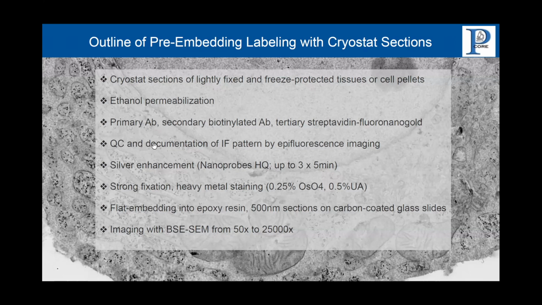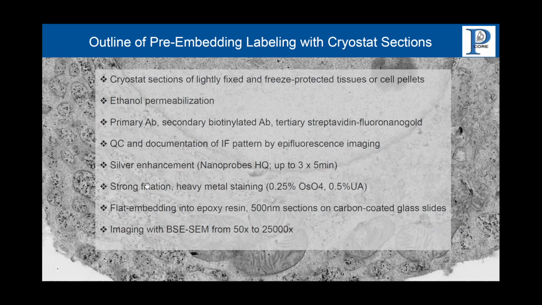After the fluorescence is documented, we convert the fluoronanogold particles into larger silver particles. And I highly recommend the Nanoprobes HQ kit because it really works the best. I have compared several. And because we want to work at very wide fields, starting at low magnification, I recommend for many questions to repeat the silver enhancement 3 times for 5 minutes. Then you get nice large gold particles that make it easier to find this area in the scanning EM.